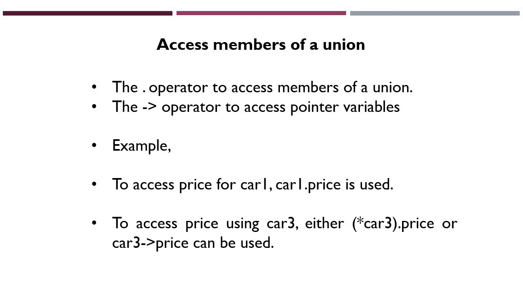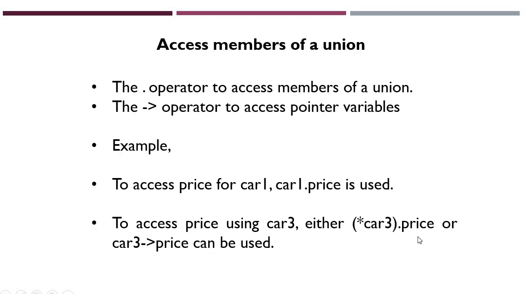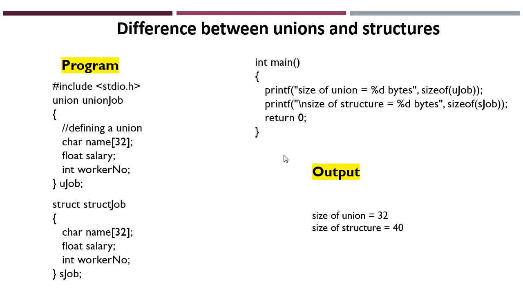So to access the price using car 3, car 3 is a pointer variable. As you can see here, it is a pointer to a union variable. So I have used an arrow mark, that is car 3 arrow price, which can be used to access the union variable. Then, the difference between union and structure.